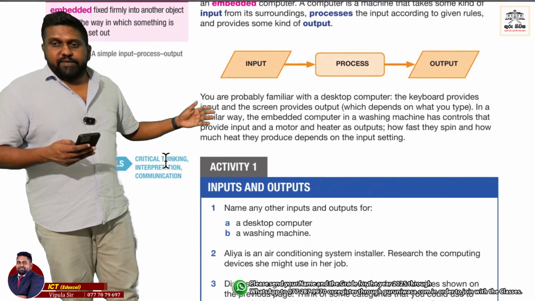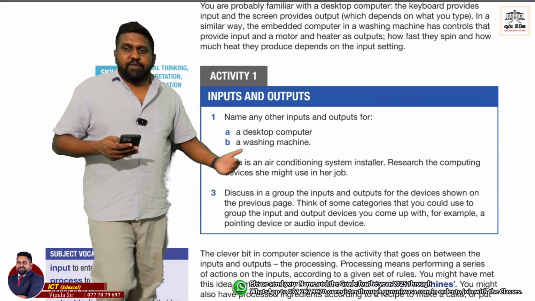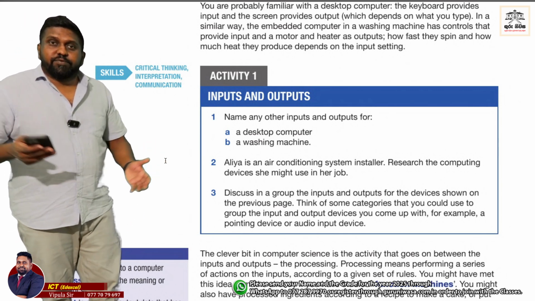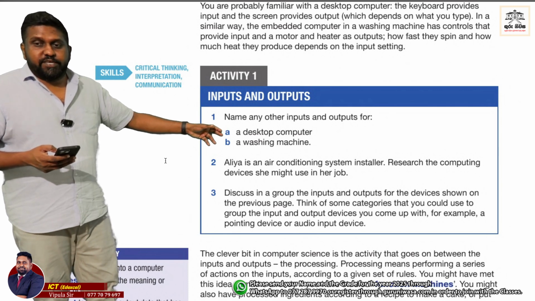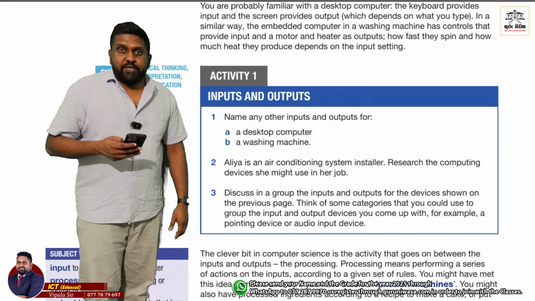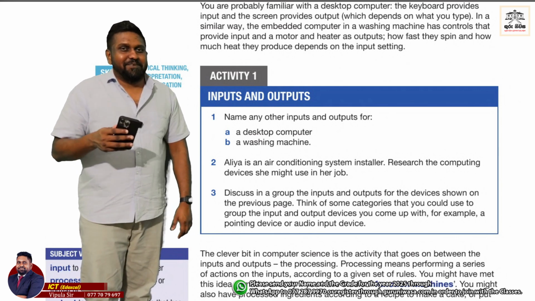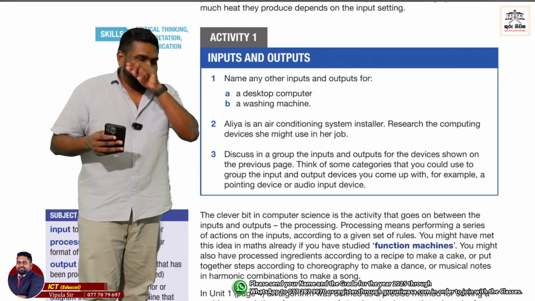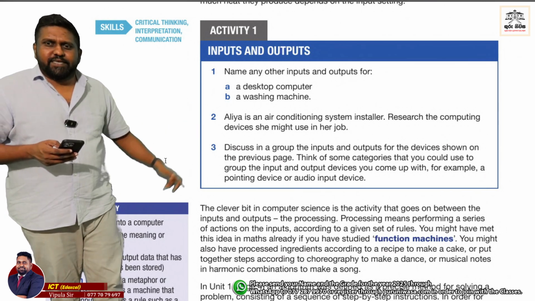So obviously now since you have written down the inputs and outputs, let's just do this activity and think about this in a broader view. Okay, now name any inputs and outputs for the desktop computer and the washing machine. So we already wrote this down, right? I hope you wrote it down. If you haven't, go back to the video, go back to the point where we were discussing it, and please do write it down in the table. Okay, now second question, what is it?